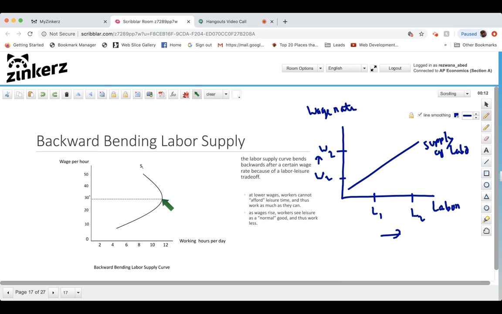After you have reached a wage of $30 per hour, beyond this point, people are actually willing to supply less labor. This happens because of something called the labor-leisure trade-off. Leisure, think of it as any time of day that you spend not working and not getting paid.